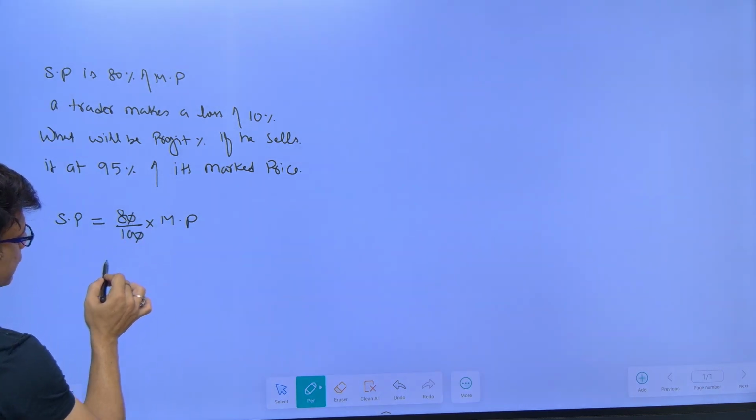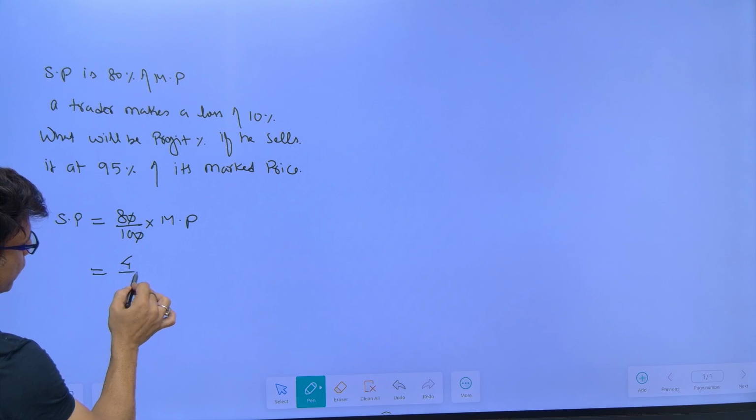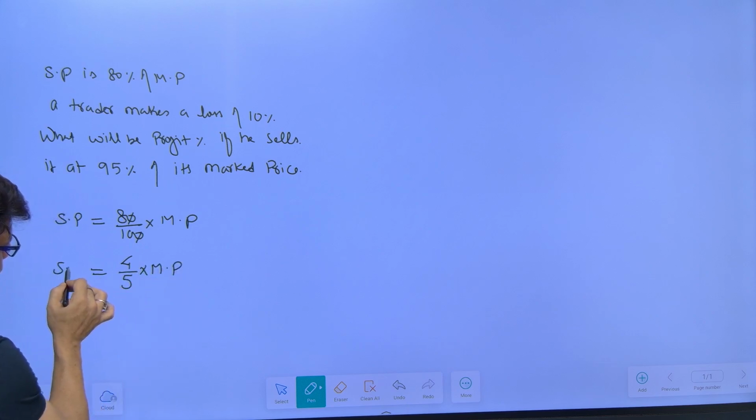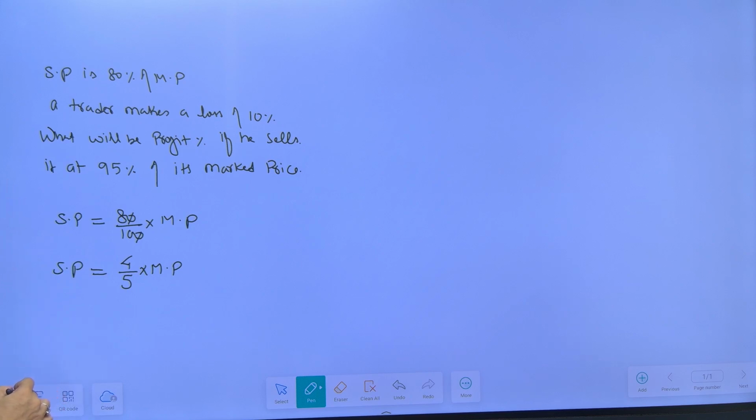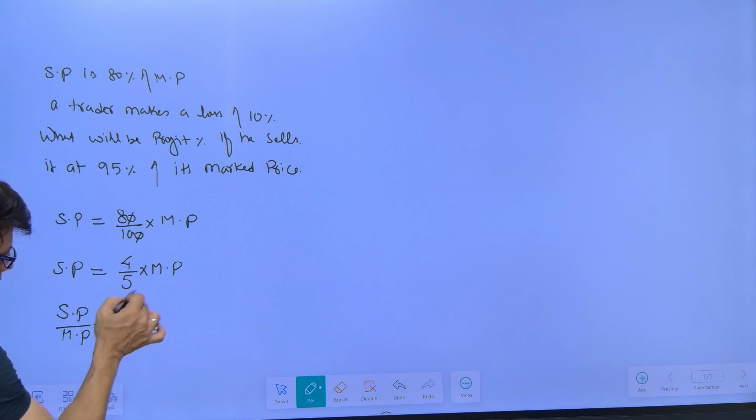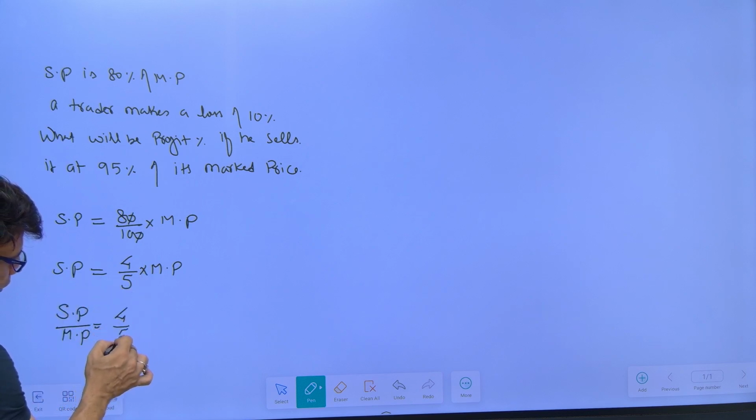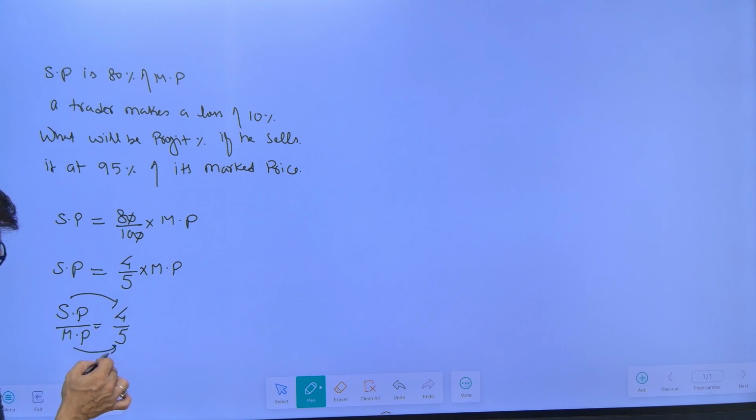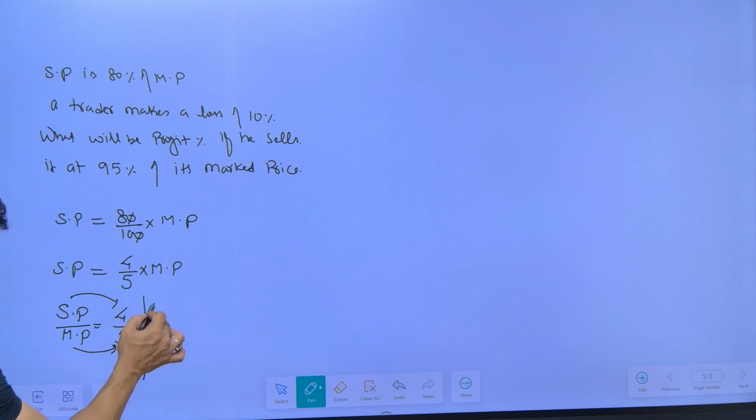Cancel 0, 0. 4 by 5 of mark price is equal to selling price. You write it down like this. Selling price upon mark price is equal to 4 by 5. It simply means if the selling price is 4 and mark price is 5, and because of this you are making a loss of how much?